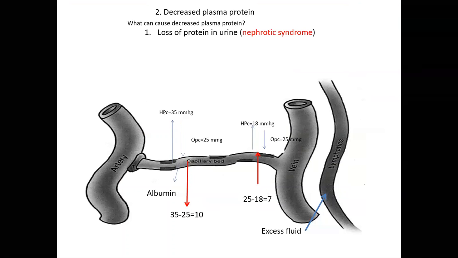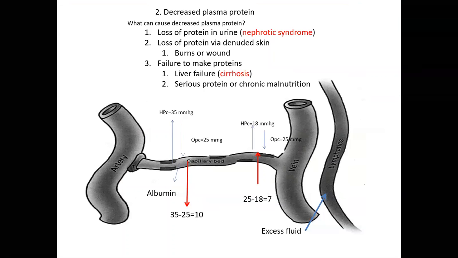So decreased plasma proteins can happen because of loss of protein in the urine, nephrotic syndrome, loss of protein via burns or wounds, or failure to make proteins, because these proteins, albumin and globulin, are all produced from the liver. If the liver becomes cirrhotic, meaning it's shrunken in size and fibrosed, it will not produce albumin. And albumin is the main protein that exerts the plasma oncotic or plasma osmotic pressure. So that will lead to decreased plasma oncotic pressure, and this can lead to edema again.